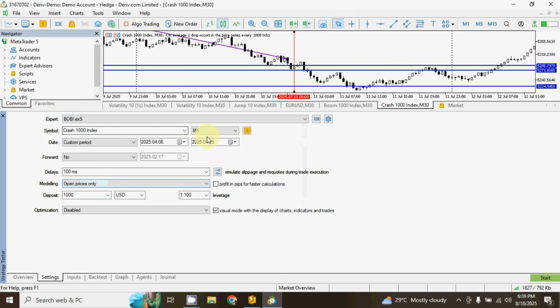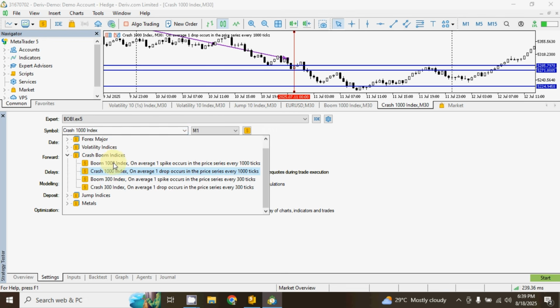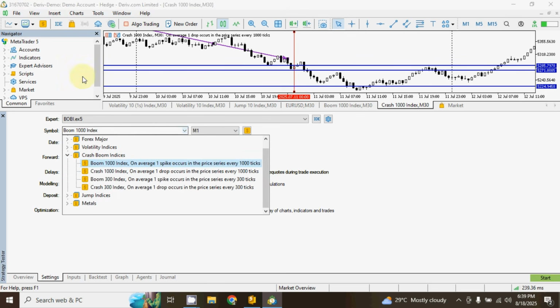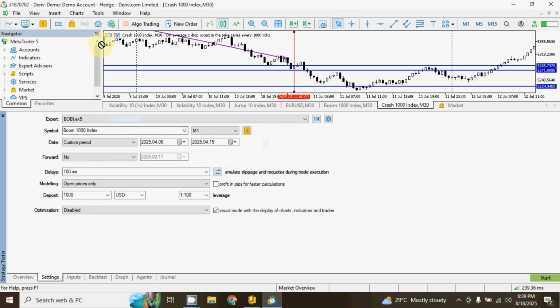Click on Bobby exe. Then the next thing is that you have to use the exact settings that it is here, right? If it is Boom 1000 that you want to test it with, just click on this drop down arrow and select Boom 1000, right? Once you select Boom 1000, for you to be able to see the symbol here, you have to make sure that the symbol was added to your market watch.